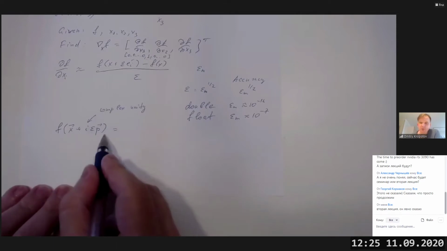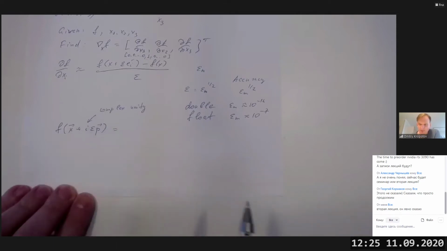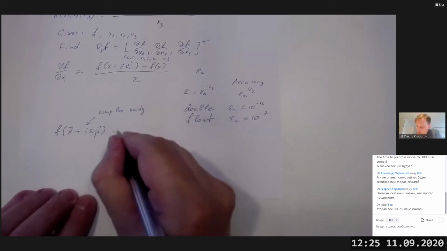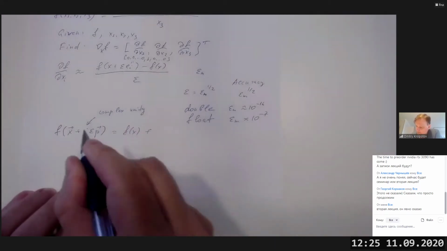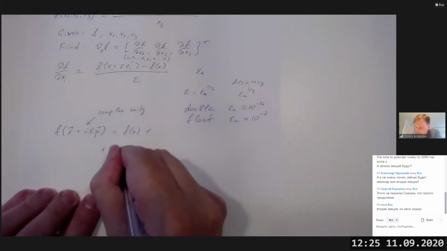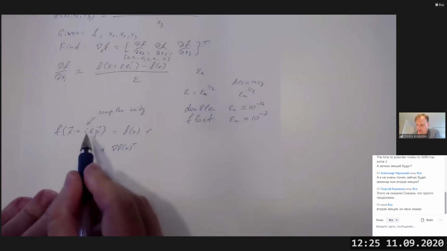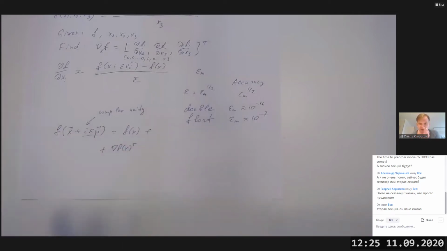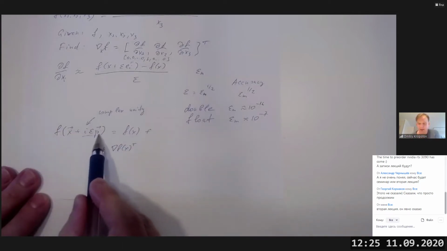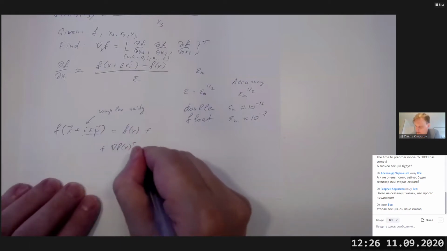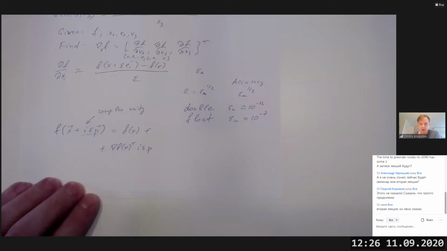So now we do a Taylor expansion of it around the point x. What we get is f of x plus the gradient of f at x times the difference between x plus i epsilon p and x, so this i epsilon p. That is the first term.